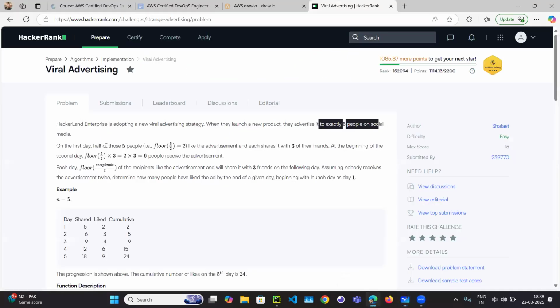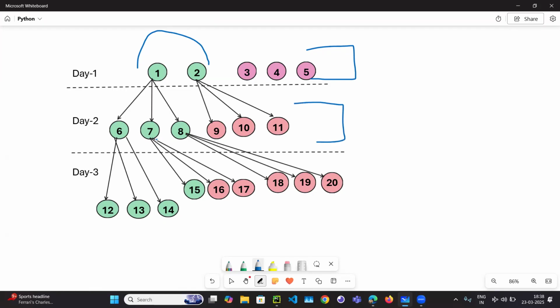Then on day two, how many people will like? Half of the people will like, because the strategy is that only half of the people will like. So 6 divided by 2 is 3. So 3 people will like. And when they like, each individual person is going to share with their 3 friends. So 6 is going to share with 3 people, 7 with 3 people, 8 with 3 people. So 3 people sharing with 3 each is 3 into 3, 9. So on day 3, we have 9 people who have received the advertisement.